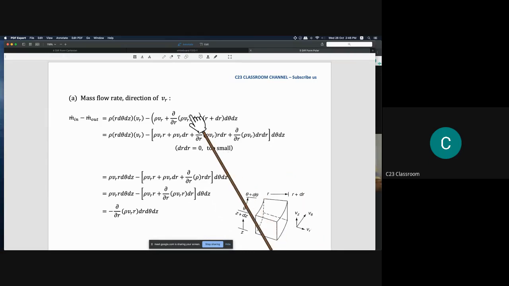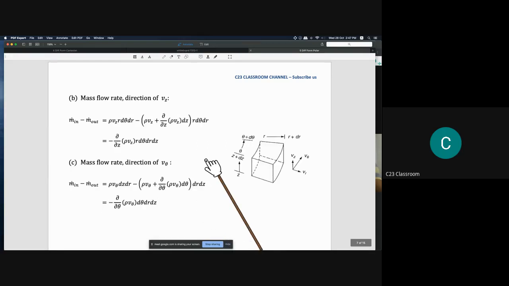So if you do this, you will find that the m inlet minus m outlet will have this term. So we have dr, d theta, and dz. So it will reflect the volume of the cube here.